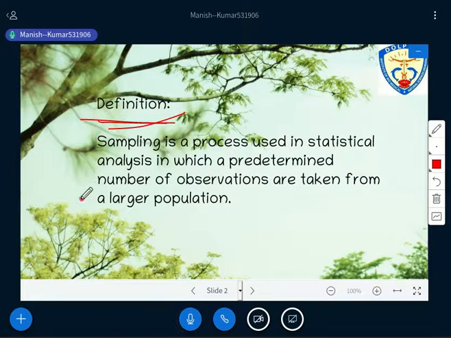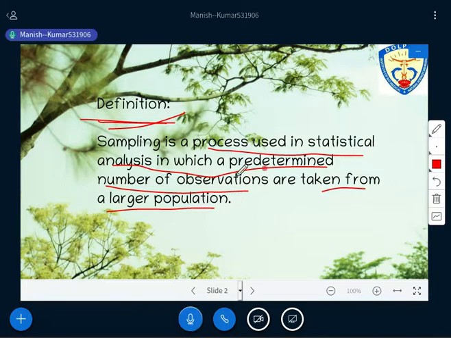So here first, sampling is a process used in statistical analysis in which a predetermined number of observations are taken from a larger population, right? So first, it is a process. So we first look at the keywords: then this is for statistical analysis, then predetermined number of observations, and population, right? So we need to understand these four terms, then easily you can understand that.